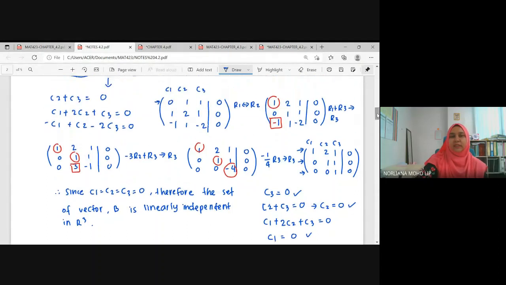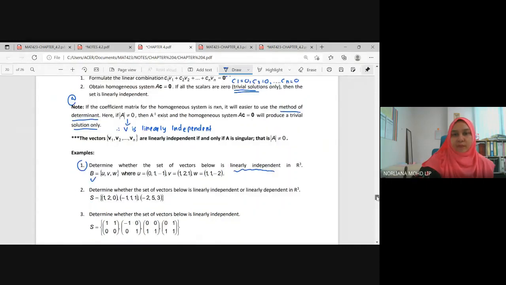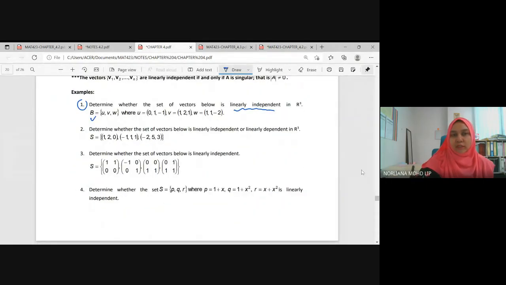Ni first method lah. Second method ni you all boleh gunakan determinant juga sebab kat sini dia square matrix. Ni contoh untuk first method. First method ni you all perlu guna kalau dia punya coefficient ni not a square matrix. Soalan dia tak semestinya dia bagi square matrix. Contohnya kat sini soalan nombor 3 ni, tak square matrix kan, jadi kena guna first method lah.